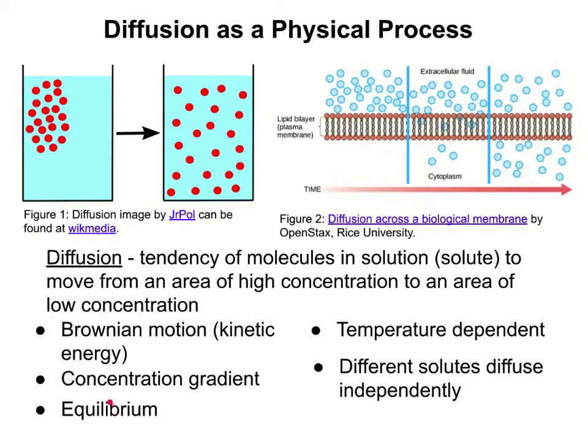There is only net movement if there is a concentration gradient. This is illustrated well in the diagram to the right, which shows diffusion across a biological membrane. The colored molecules are initially concentrated on one side of a selectively permeable membrane. We call biological membranes selectively permeable because they allow some molecules to pass through, but not others. We'll talk about the nature of selective permeability in a little bit.